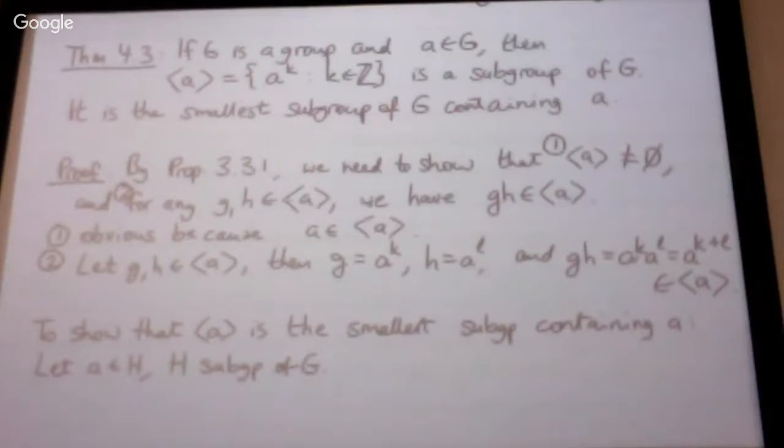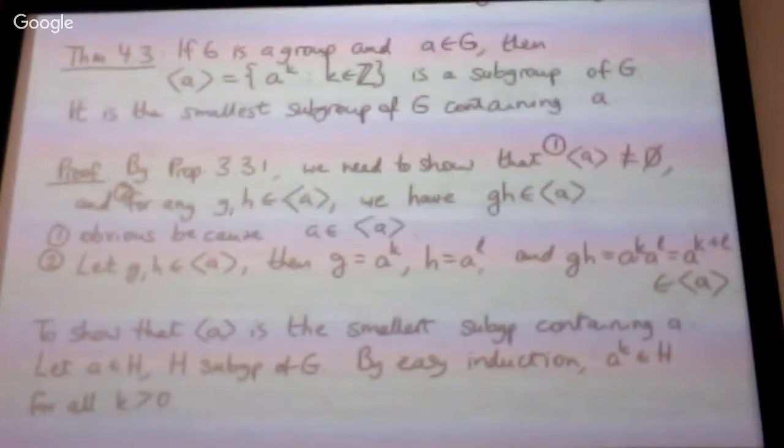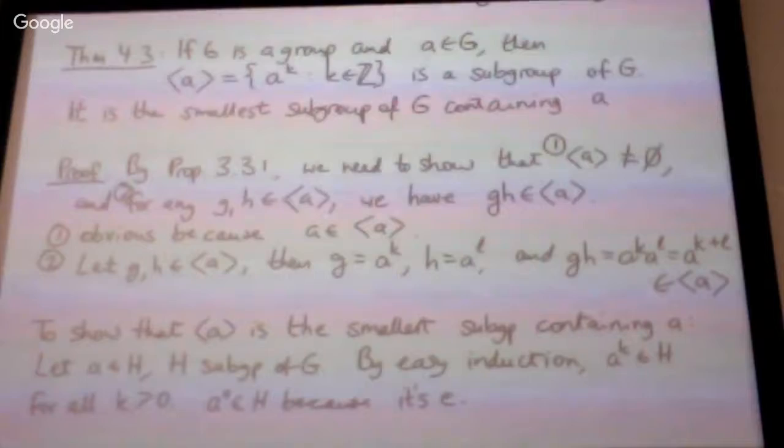By easy induction, A to the K is in H for all K greater than 0. A to the 0 is in H because it is E, that's the identity, and it has to be in the subgroup, otherwise it won't be a subgroup. A to the minus 1 is in H.